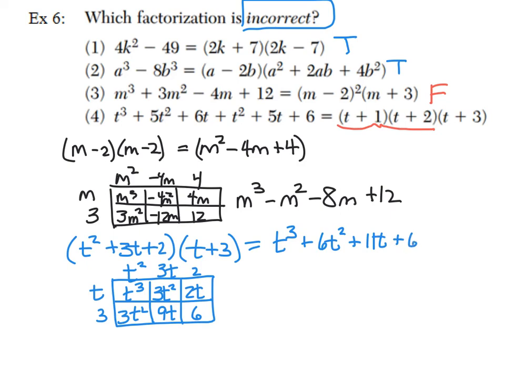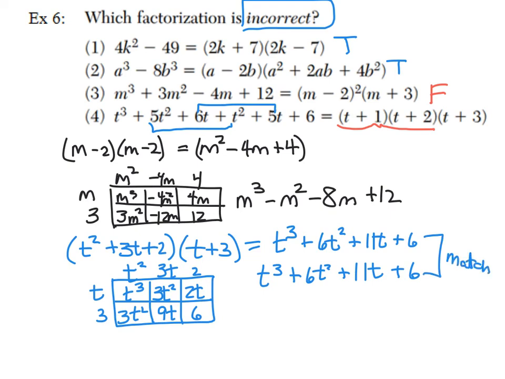Now for this one, you'll notice that I've got like terms in my original left side. So when I add on the left side, I'm getting t to the third. These two add together to be 6t squared. These two add together to give me 11t. And then I have a plus 6. So I of course see that the left side and the right side match. So number 4 is also true. So number 3 is the only factorization that is incorrect.